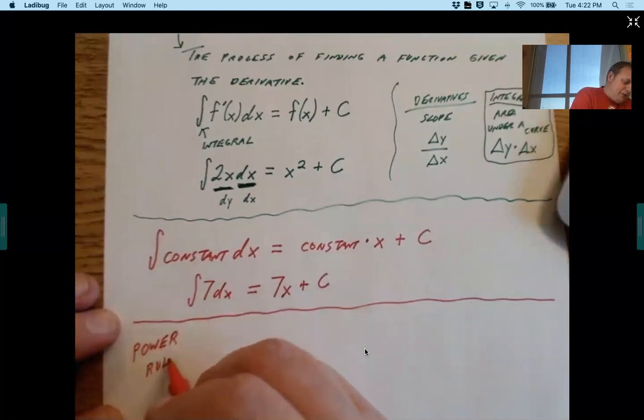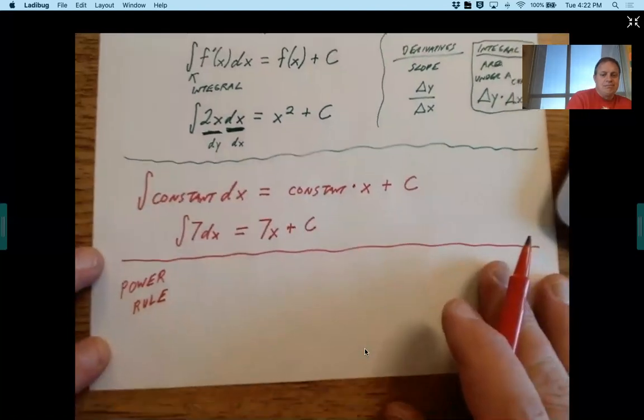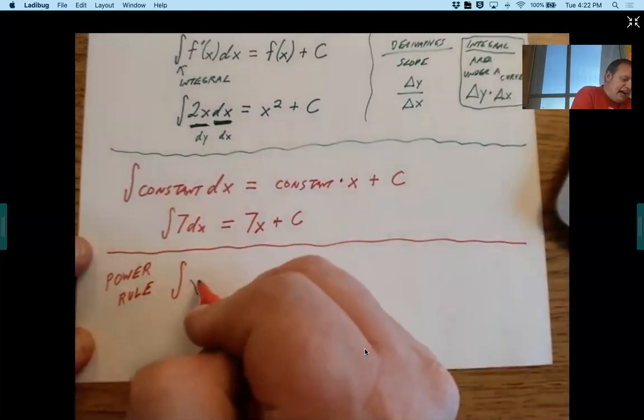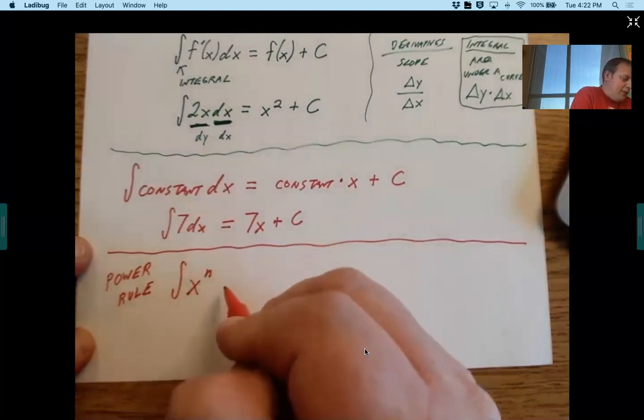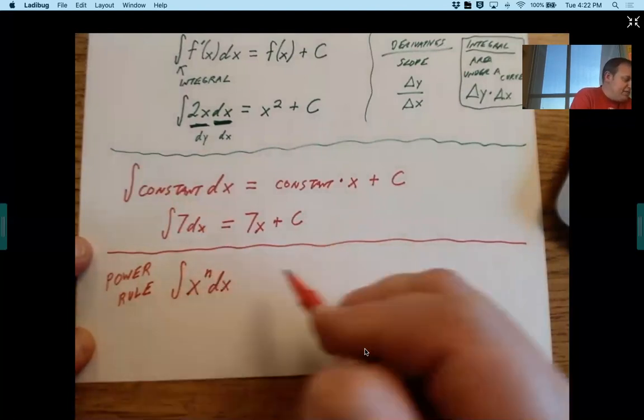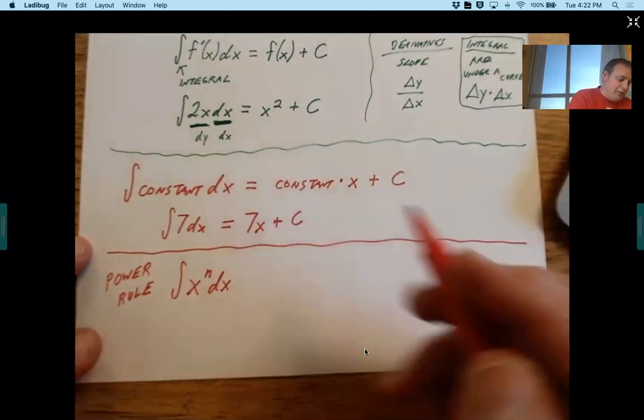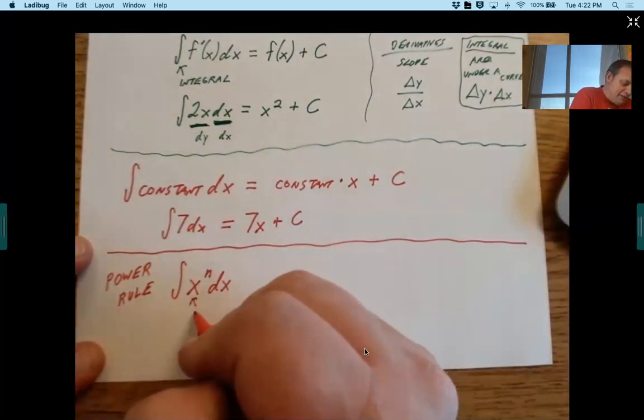But we have a power rule for integration too. It goes a little something like this. Let's say we integrate x to the n power with respect to x, and n is a number. x is a variable.